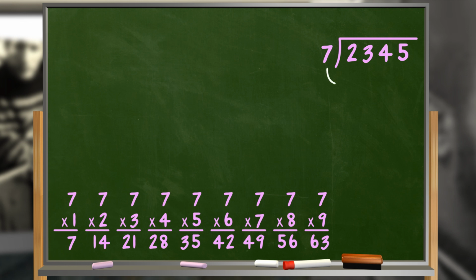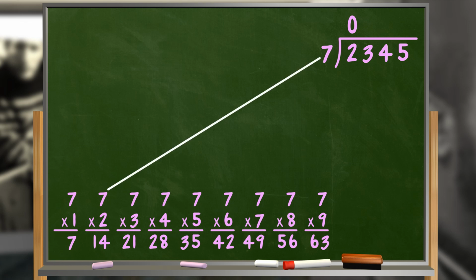Now, go back to the beginning. Can I divide 7, a big 7, into the 2,000s place? No! The answer is no. You can place a 0 there just to hold your place. 7 divided into 23. 7 times 3 is... Now, look at the 7 times 1. Should I stop or keep going? Keep going! Keep going, very good.